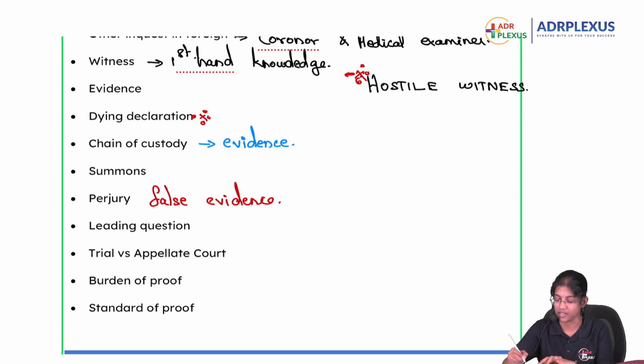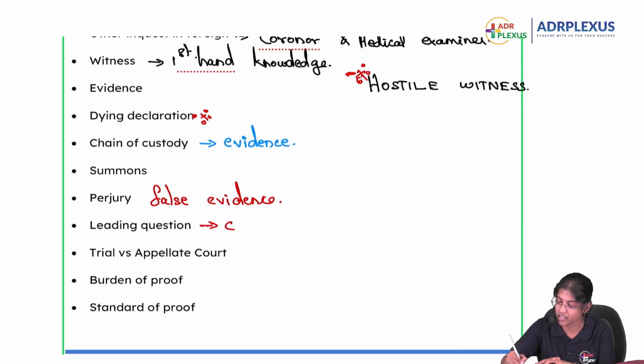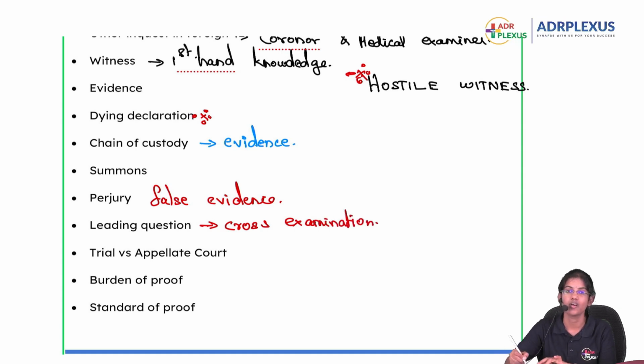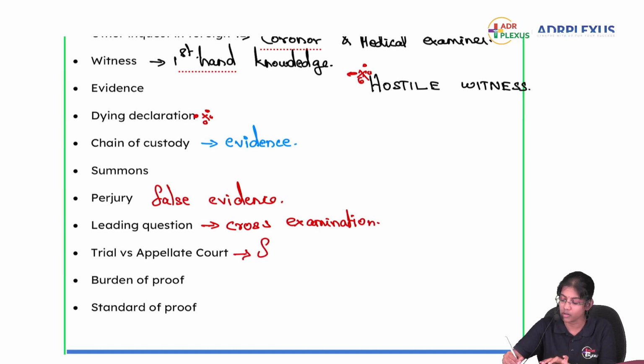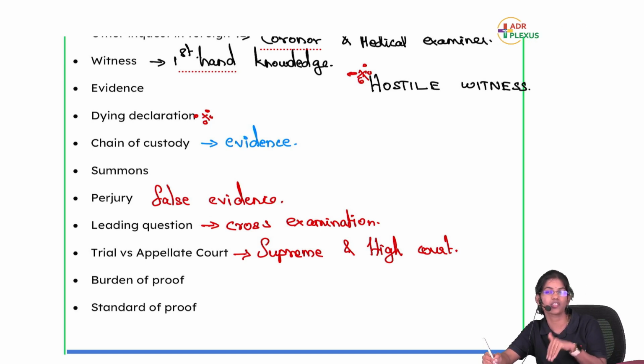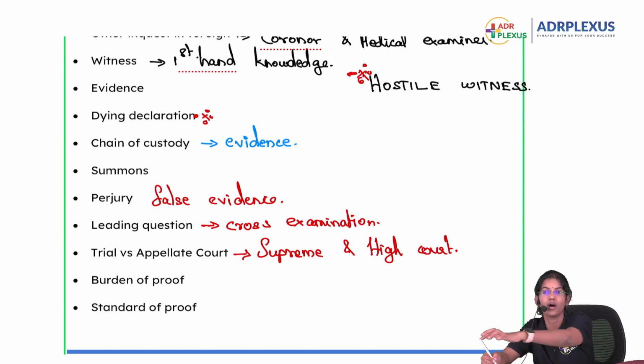Leading question is allowed in cross-examination. Your appeal courts, purely appeal courts, are your Supreme and High Court. But also remember, your sessions court can come in. If the magistrate court judgment is not satisfactory, people come to the sessions court. Then they go to the High Court. Then they go up like that.